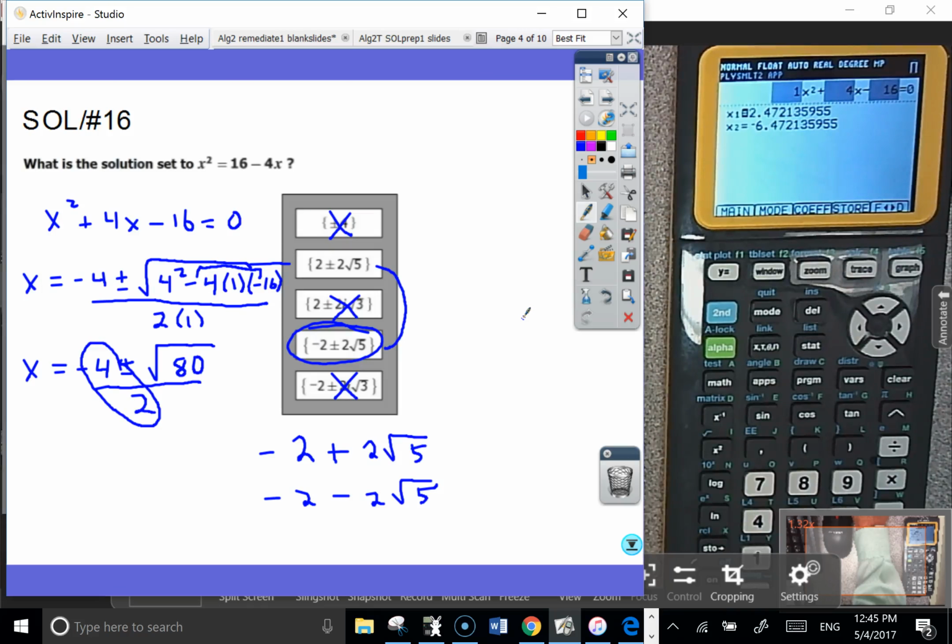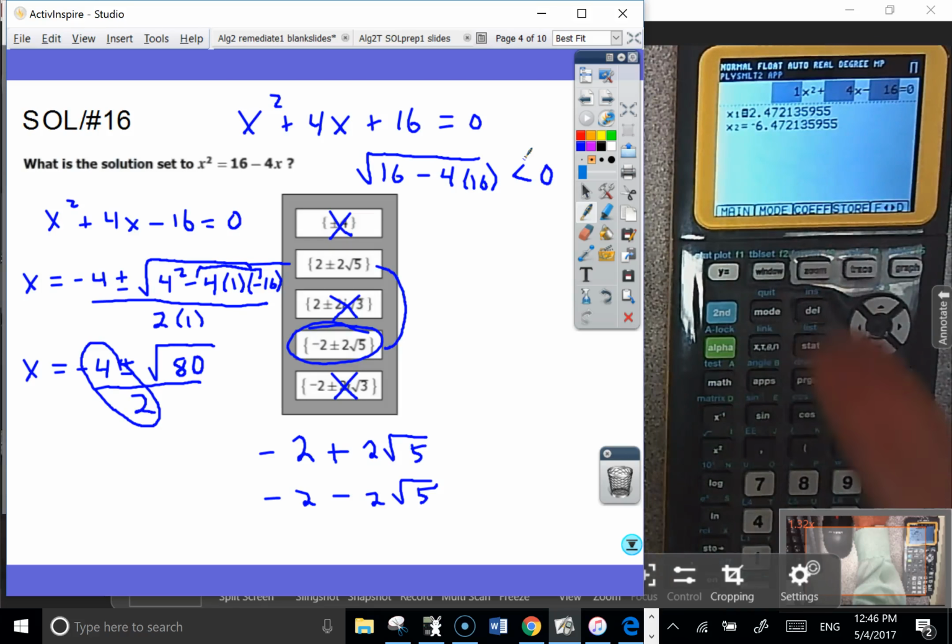Okay, but what if this equation was a little bit different? What if it was like this? x squared plus 4x plus 16. In that case, when I do the b squared minus 4ac, I'm going to get 16 minus 4 times 1 times 16, and that's going to be the square root of something that's less than 0. So what kind of answers do you get? Imaginary.